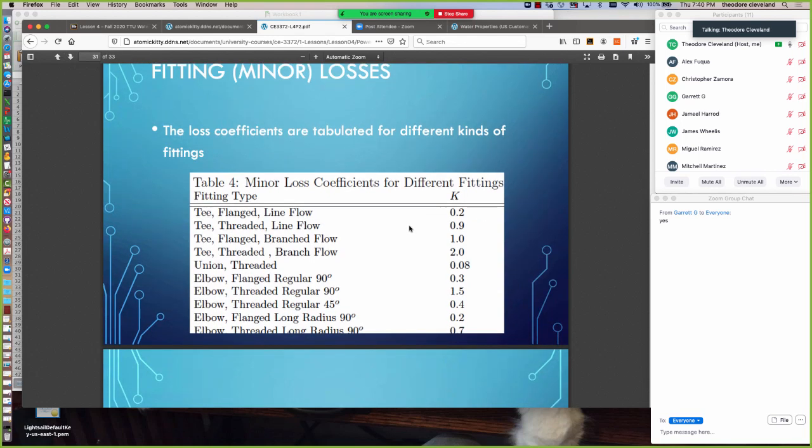The loss coefficients themselves are tabulated in tables very much like the Hazen-Williams coefficient, different tables, of course. And here are some examples. The typical magnitudes are like those expressed here, a little bigger than 0.